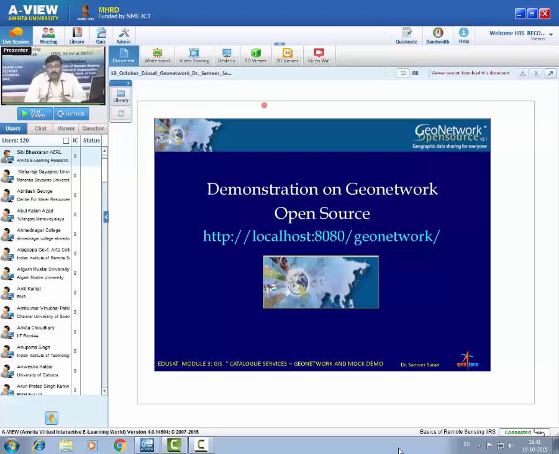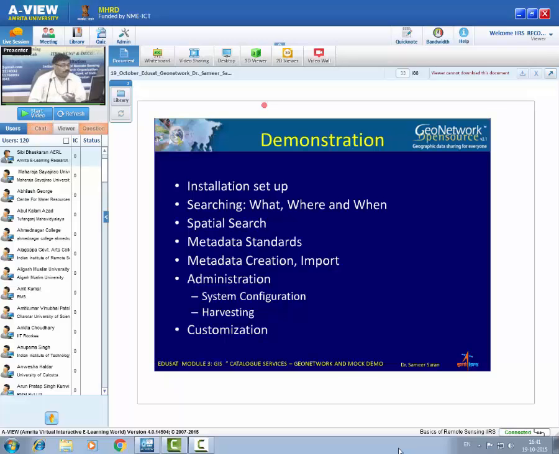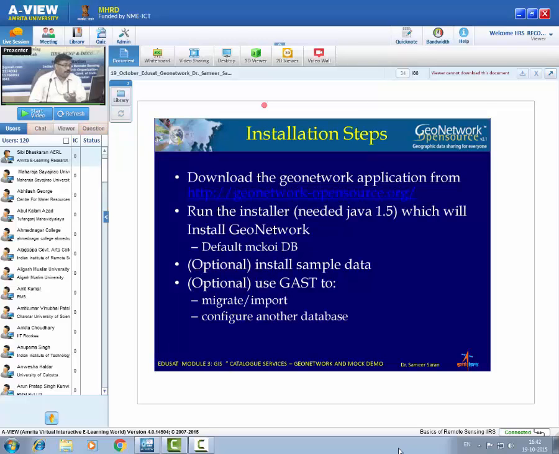I'll quickly show you step by step how you can install this GeoNetwork open source, and then I'll be sharing the application which has been developed. On localhost, once you start installing this software, there is an installation setup, then the searching mechanism: what, where and when, then spatial search, metadata standards, metadata creation, administration and customization. You can download the GeoNetwork application, then run the installer.